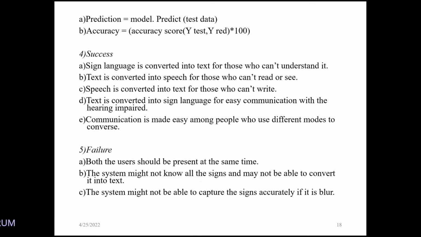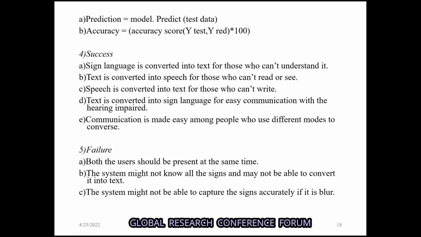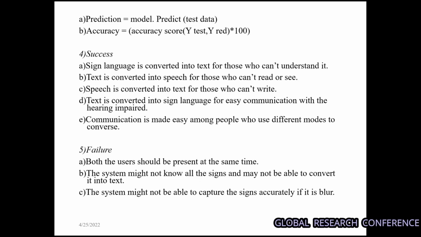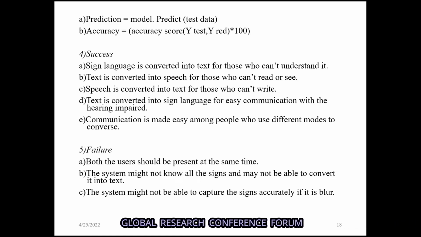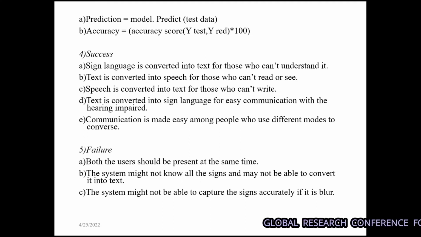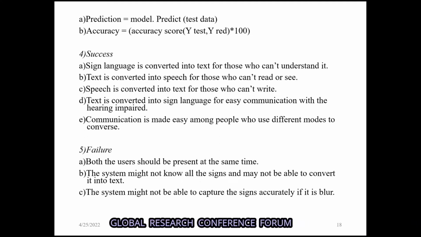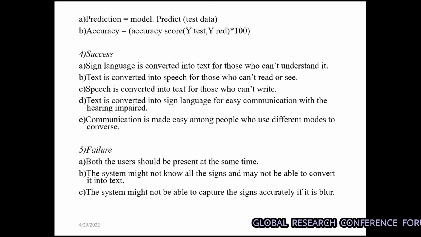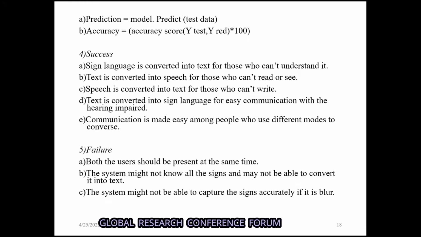Success and failure. Success if the system changes the required mode like sign to text, then it will be considered as a success. And in failure, both the users should be present at the same time. If one user is not present, then the system will fail. Then the system might not know all the signs and may not be able to convert them into text. Next, the system might not be able to capture the signs accurately if it is blurred.